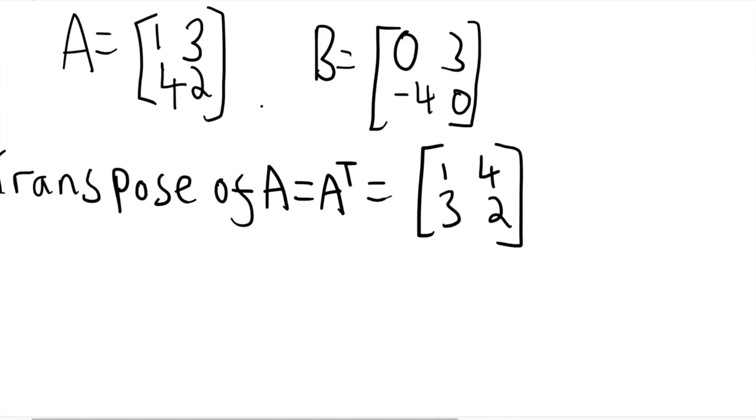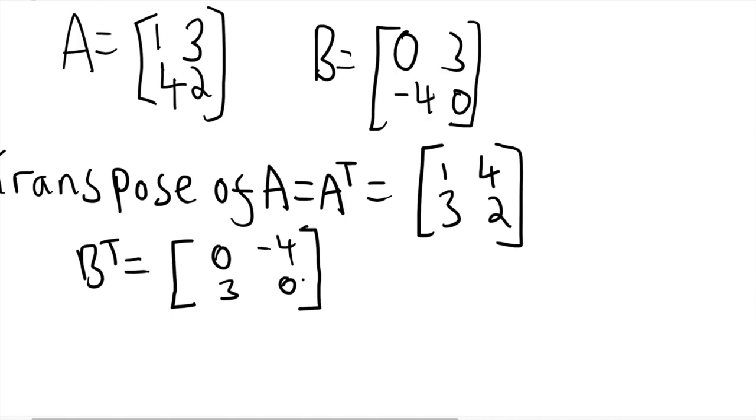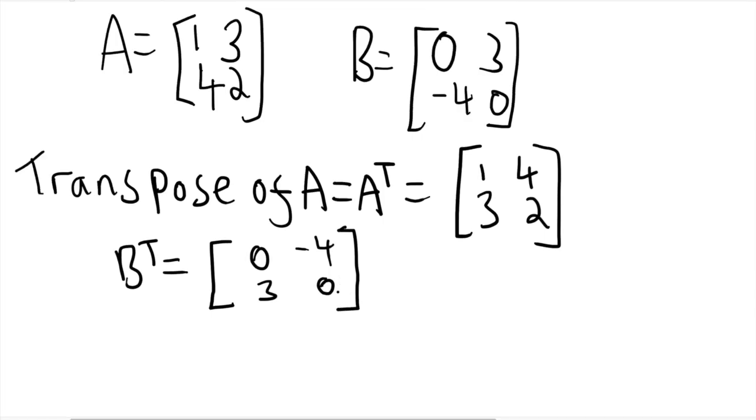So you can see how the 3 in the top right corner has gone to the bottom, and the 4 in the bottom left hand corner has gone to the top. And so the transpose of B, which is written as B^T, would be equal to (0, 3; -4, 0). And this doesn't just work with 2 by 2 matrices. It works with matrices of any shape.